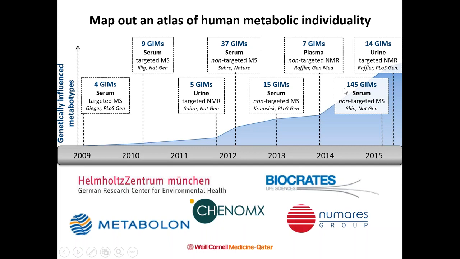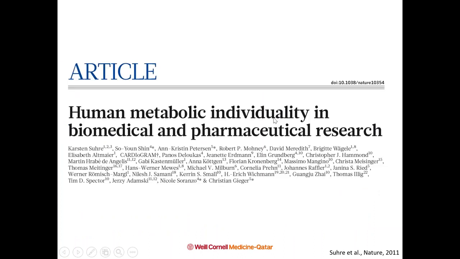So at present, as it stands, I think we're at about 150 or so genetically influenced metabotypes identified through all these GWASs. And now I would go and show some of our examples.